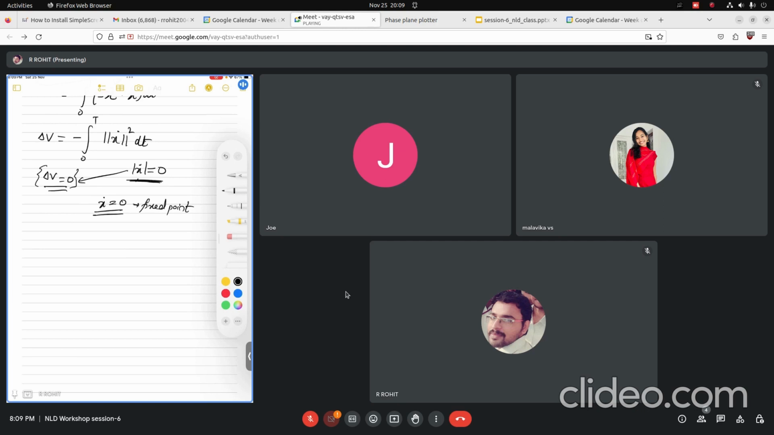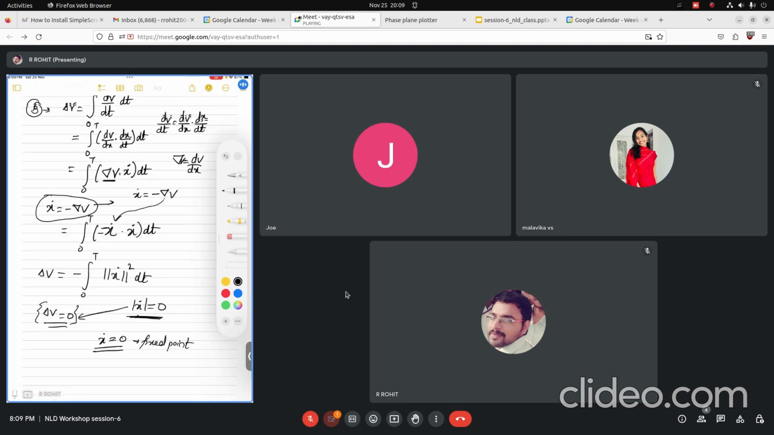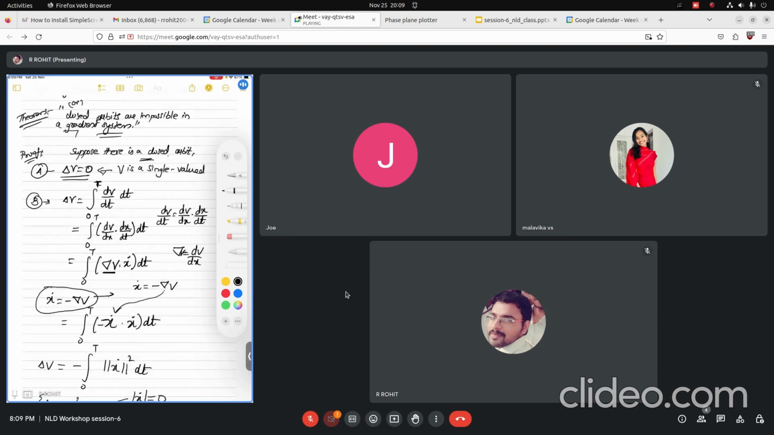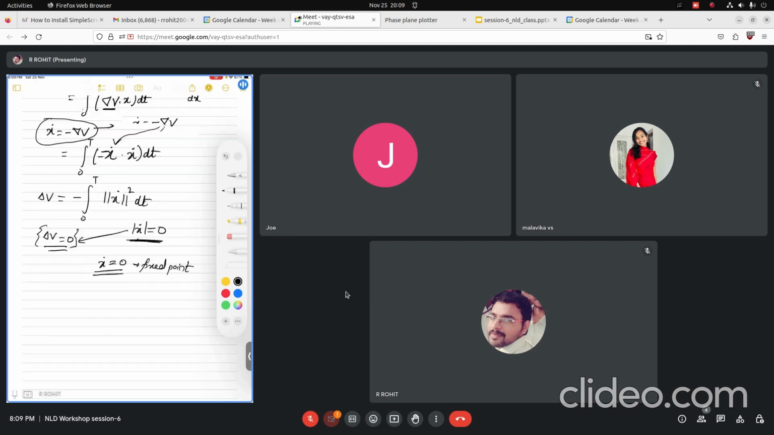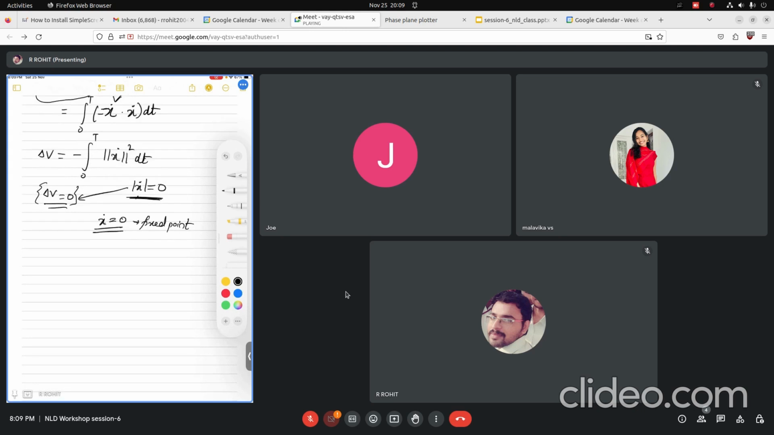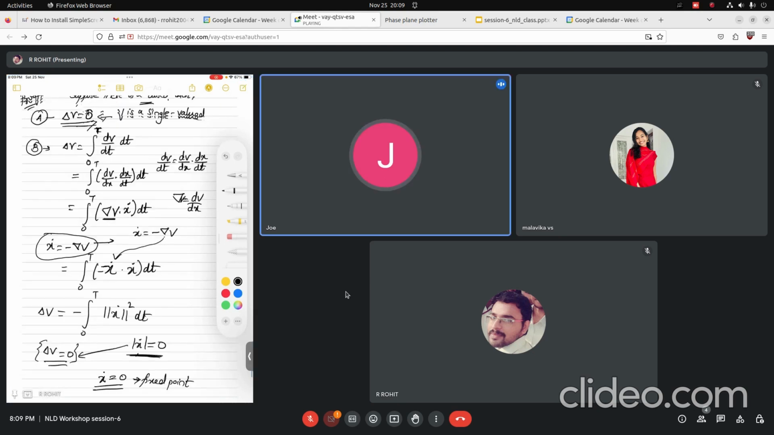So this now contradicts with our statement that if we have a closed orbit, then del v equal to 0 is the condition it should meet. And if we try to find the del v using this method, we see that x dot is equal to 0, that is at the fixed point only the del v becomes 0. So this contradiction shows that closed orbits cannot exist in a gradient system.